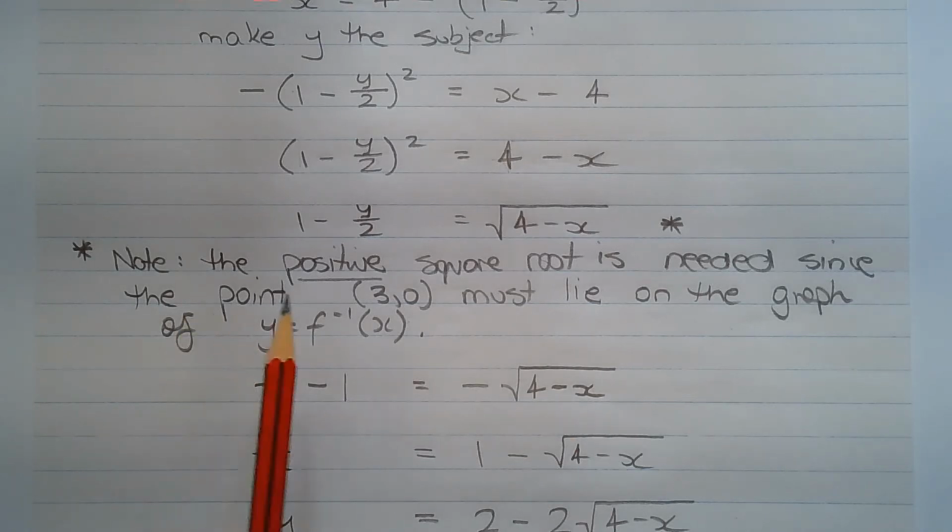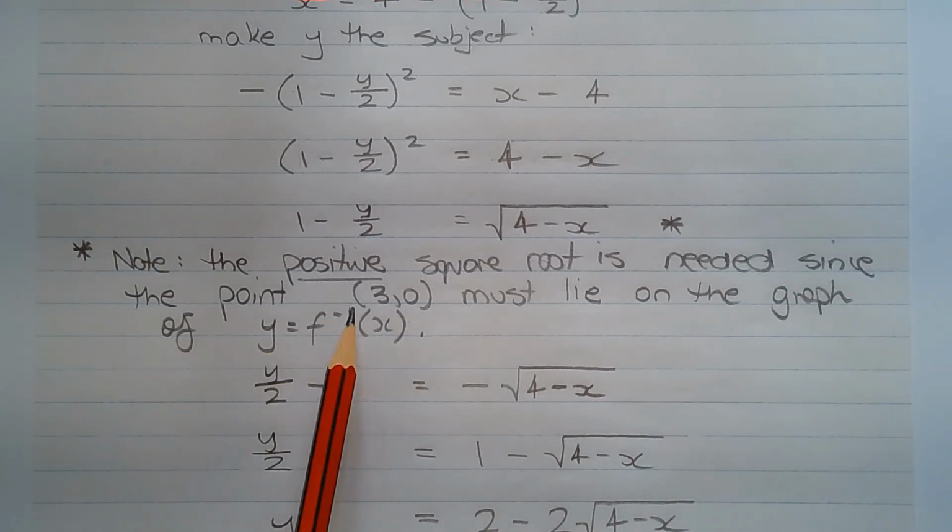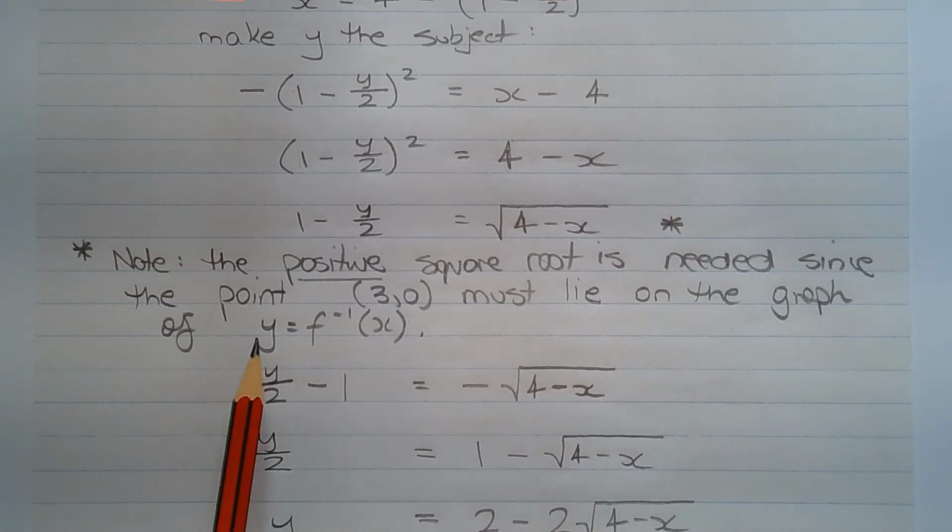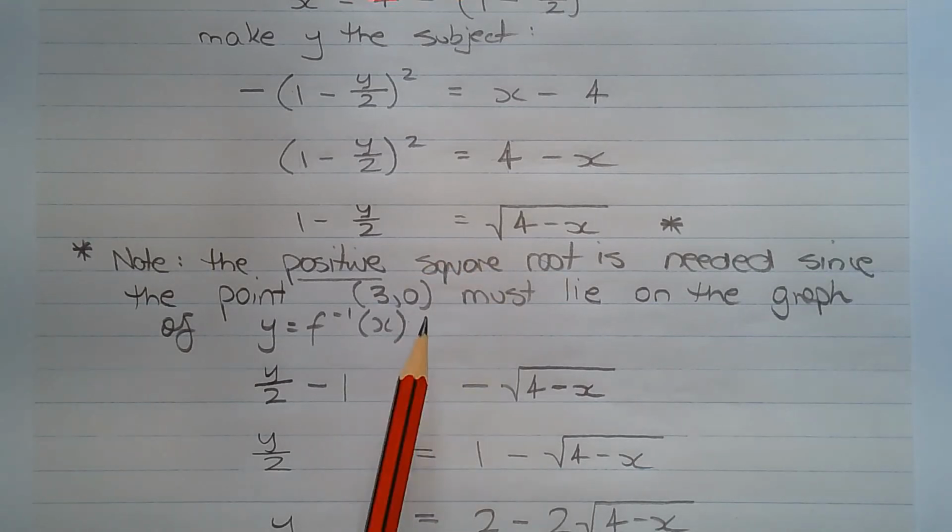Now note that the positive square root is needed since the point (3, 0) must lie on the graph of y = f inverse of x. Since on the original graph, it passes through a y-intercept of 3, that means on the graph of the inverse, it must pass through an x-intercept of 3. And if we have the negative square root, then that point will not be on the graph.